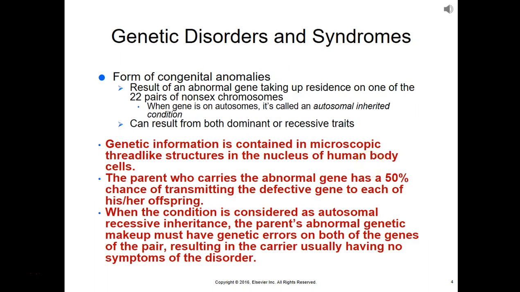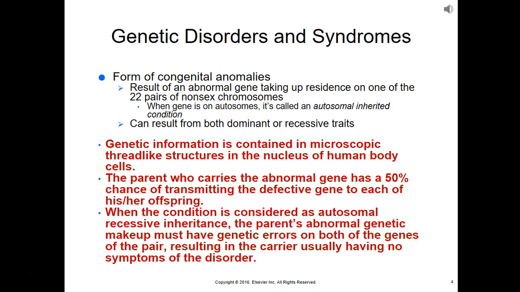So genetic disorders and syndromes are forms of congenital anomalies, and they usually result in an abnormal gene taking up residence on one of the 22 pairs of non-sex chromosomes. So when a gene is on autosomes, it's called an autosomal inherited condition, and this can result from both dominant or recessive traits. So that's important to remember. Some extra points here for you.